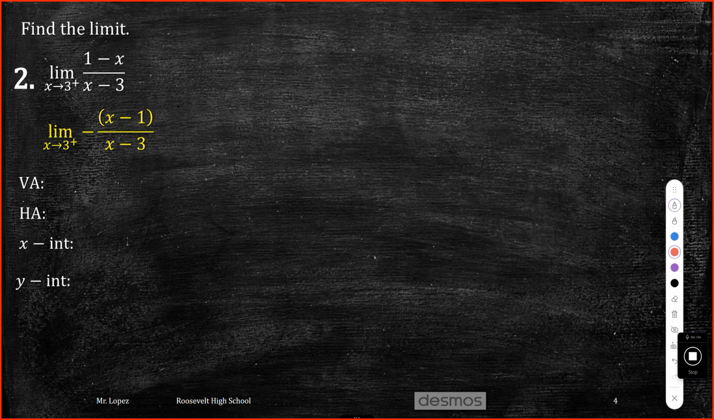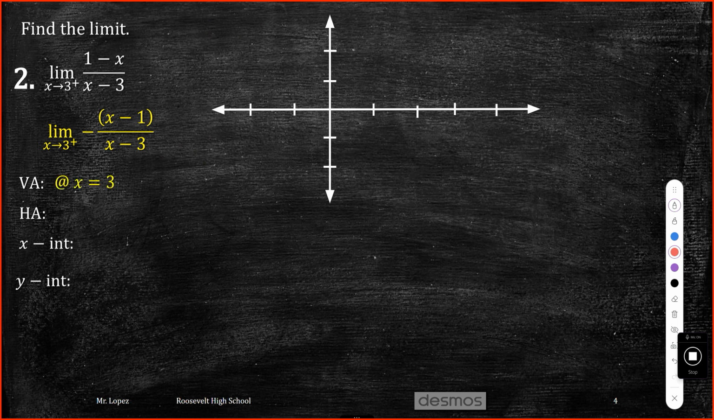So the vertical asymptote again would be at x equal to 3. So put your vertical asymptote at x equal to 3. Horizontal asymptote, you've got the number 1 here as the leading coefficient. 1 divided by 1 is 1, but we have a negative, so it's going to be negative 1. So y is equal to negative 1. So it would be down here.